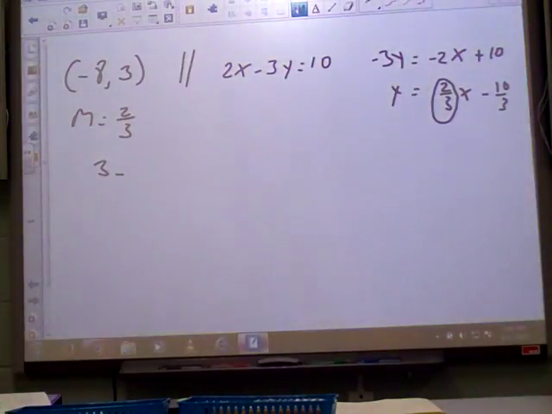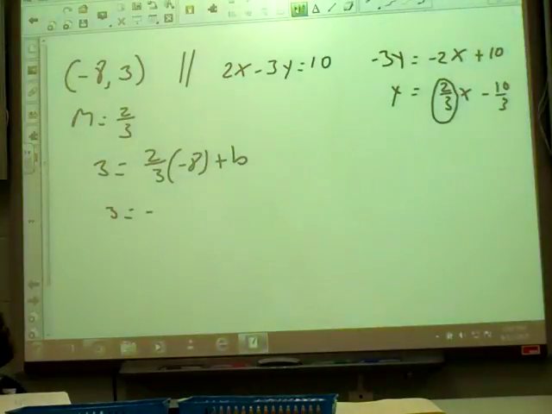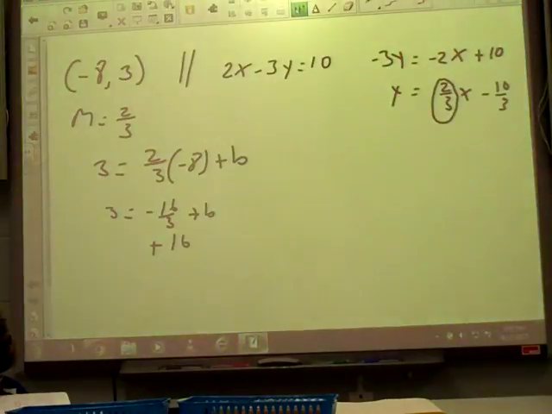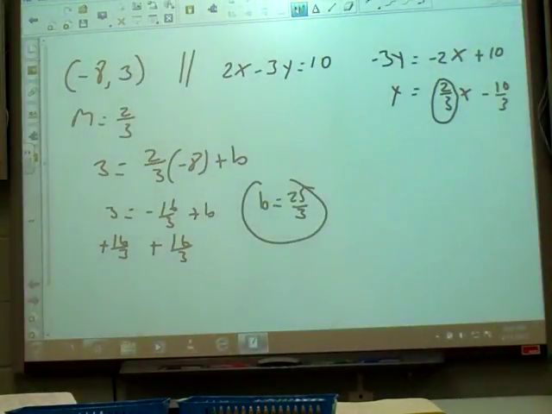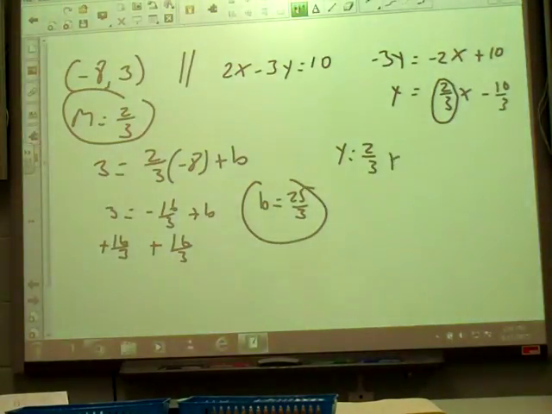Slope-intercept. Y equals mx plus b. So 3 equals negative 16/3 plus b. Add your 16/3. That's 9 and 16, 25. B's 25/3. Is that right? Everybody checking me? Alright, so I got a b, I got an m. Y equals 2/3 x plus 25/3.